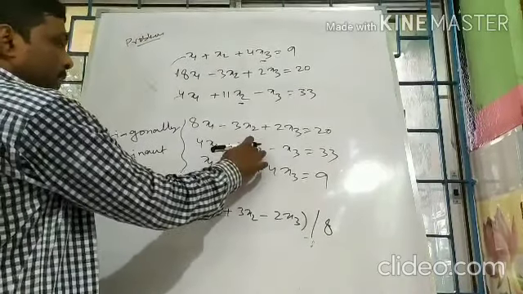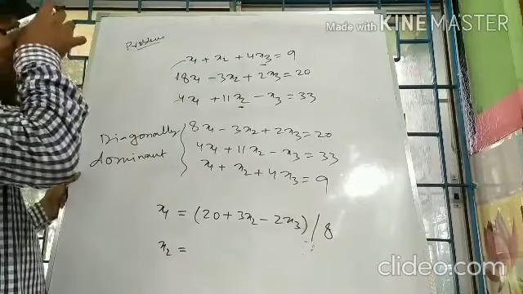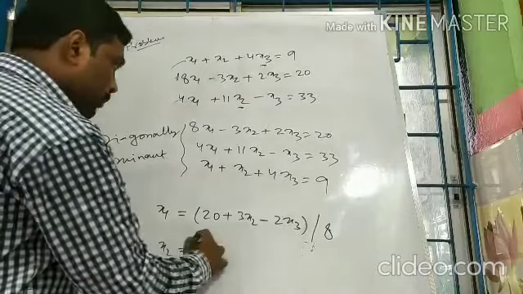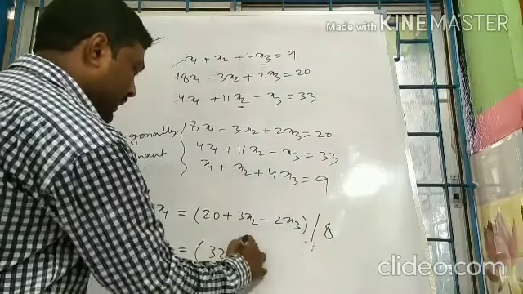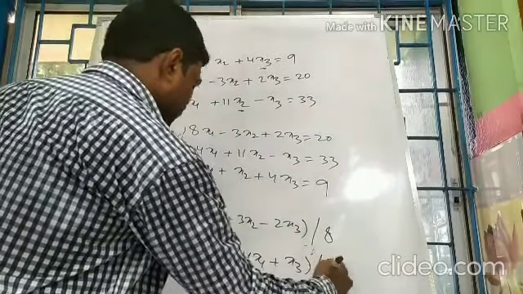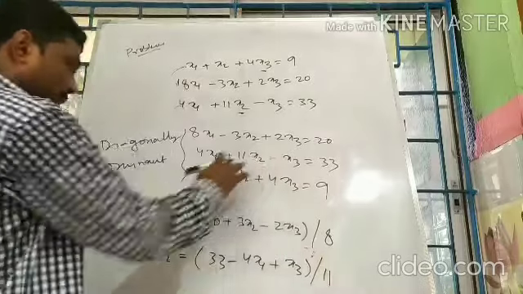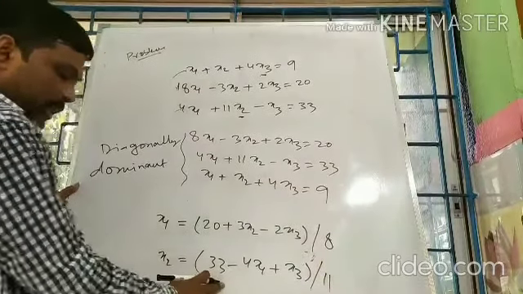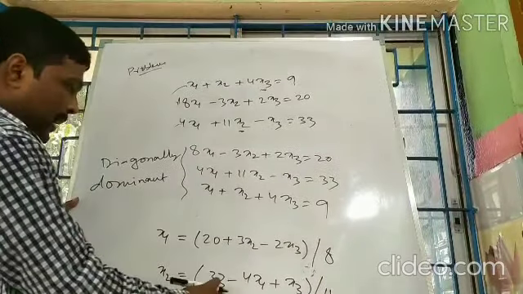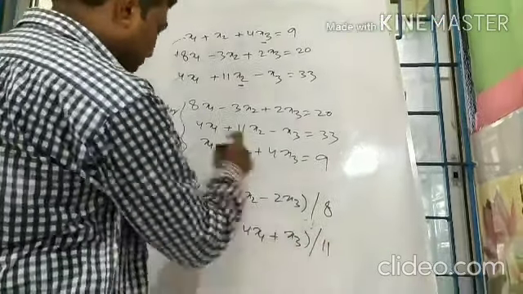Calculate x2 from the second equation. What is x2? x2 equals 33 minus 4x1 plus x3, divided by 11.